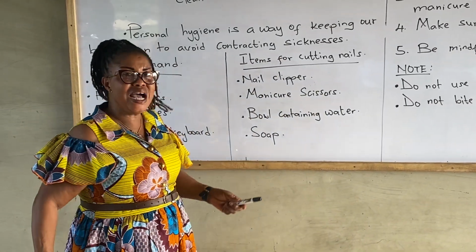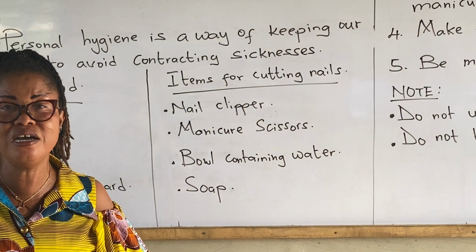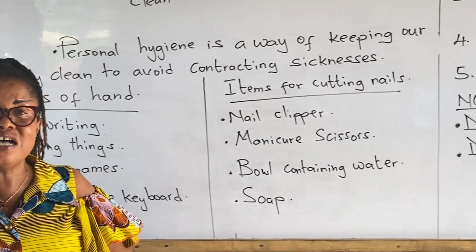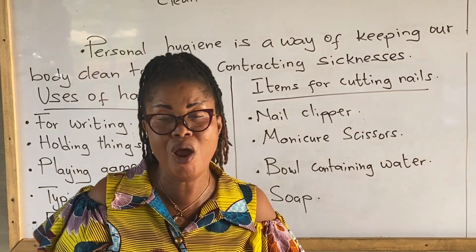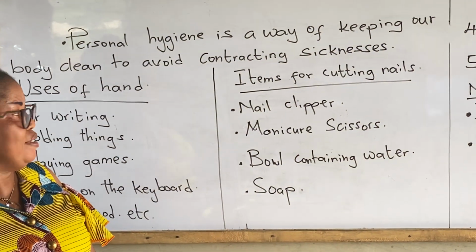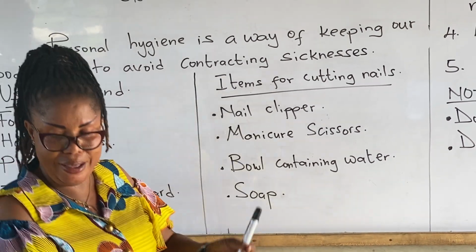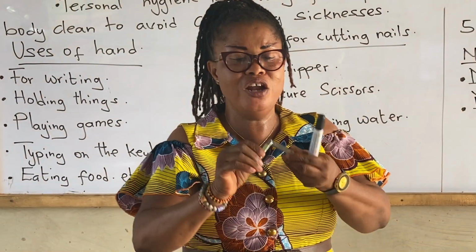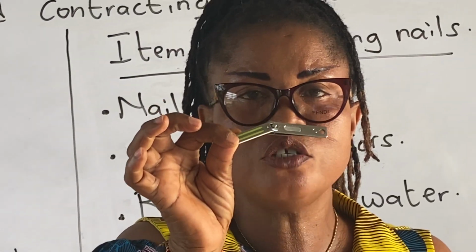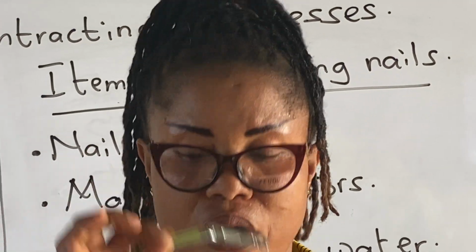Now, let's look at some of the items used in cutting our fingernails when they grow long, in order not to hurt ourselves and our friends when we play with them. Here are some of the items. We have the nail clipper. This is known as a nail clipper. This is what you are to use in cutting your nails when they grow long.